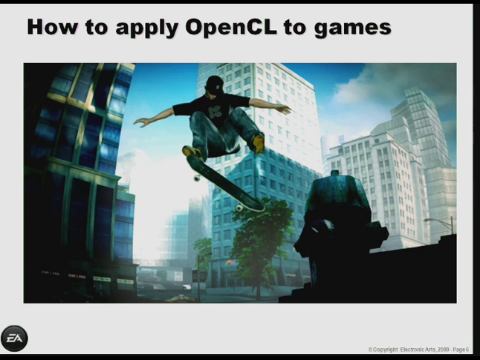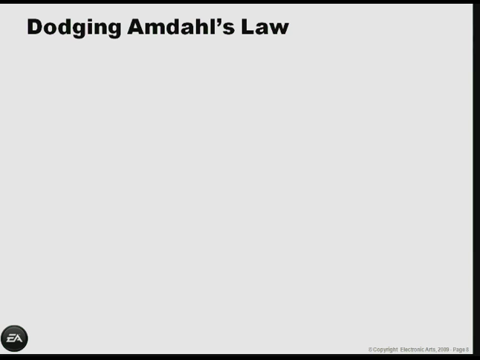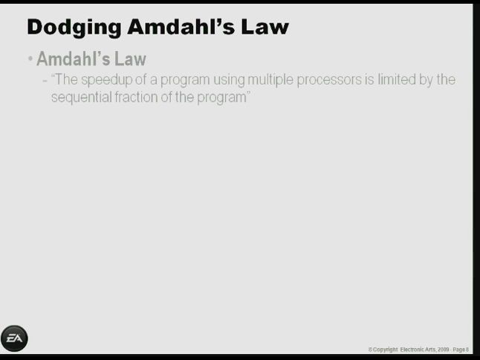So how are we actually going to use OpenCL in games? At a really high level, the first thing I'll say is that in a game context, we don't really have to try and speed everything up. What we're really more interested in doing is using the excess compute capacity that we get on any particular platform to add new features or more content. Some things are easy, other things are harder. I'll say a little bit more about that. So first of all, what do we really need to speed up?